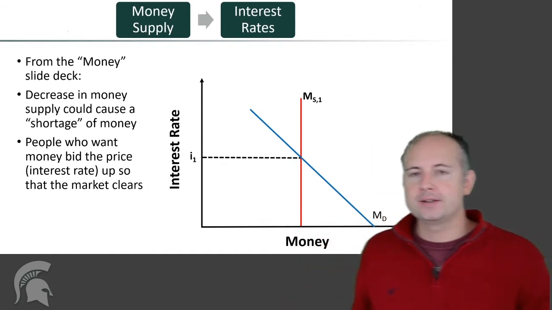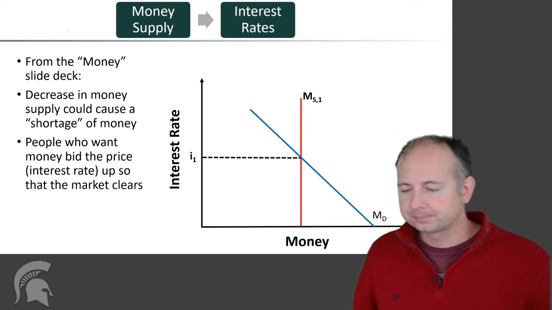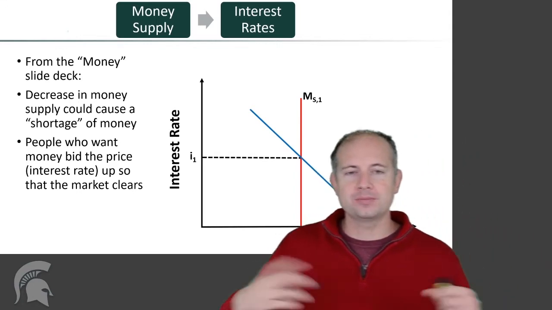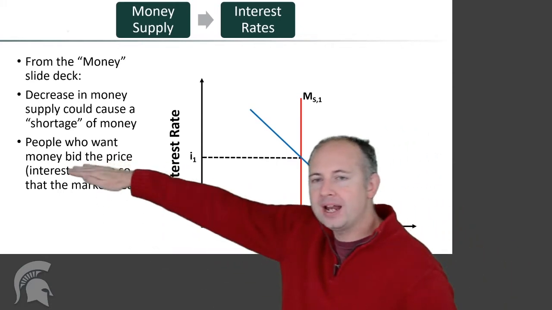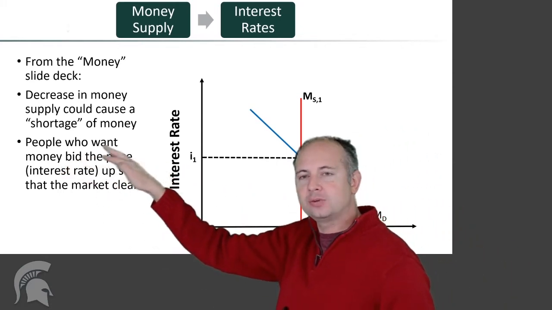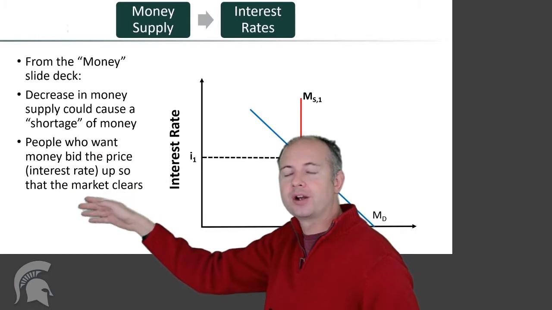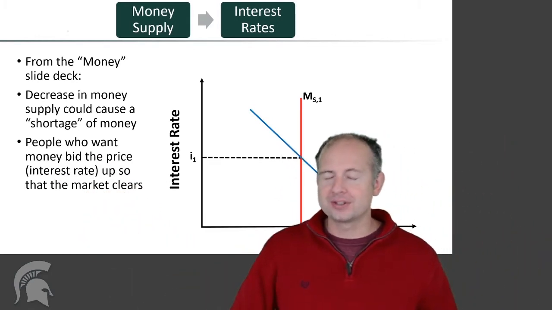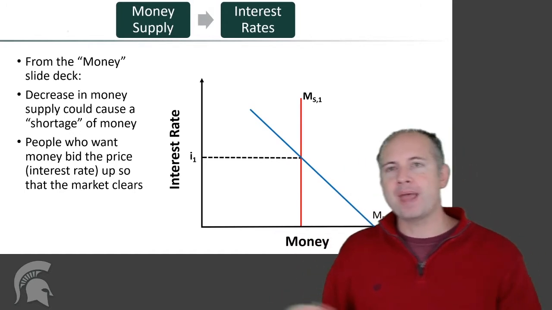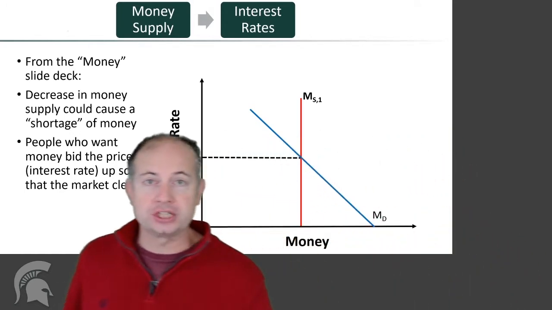Well, in terms of money, what that means is that if there's a lot of people who want money, they bid the price, which is the interest rate, up so that the market clears. So again, when money is hard to come by and there's not much money out there, you're going to have to pay a lot. You're going to have to pay a lot in interest if you want money right now.